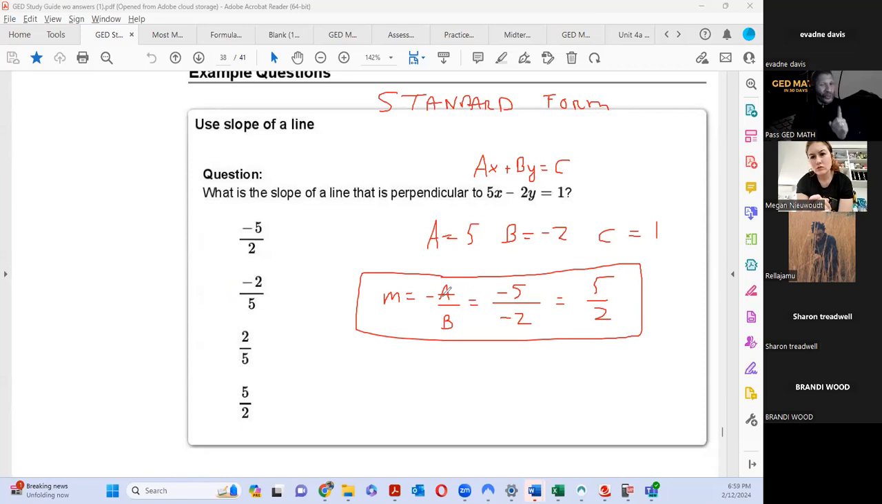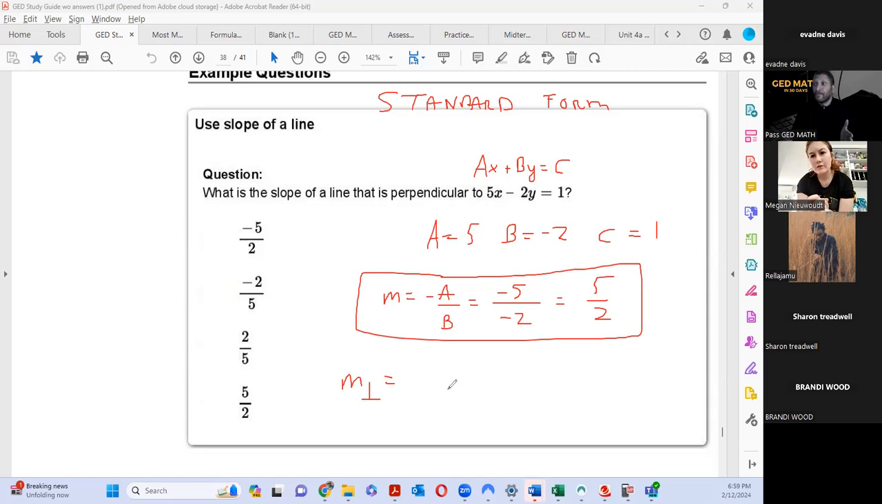So remember, it's 2 steps to find a line that's perpendicular. First, we must find the slope of that line. So the slope of that line was 5/2. How do we find the slope of the perpendicular? We have to flip it, change the sign. So what sign is 5/2?